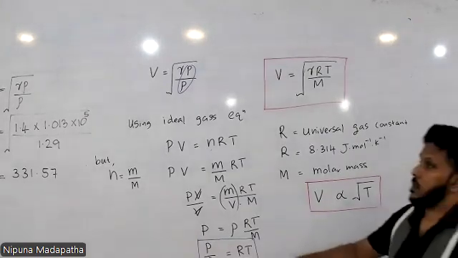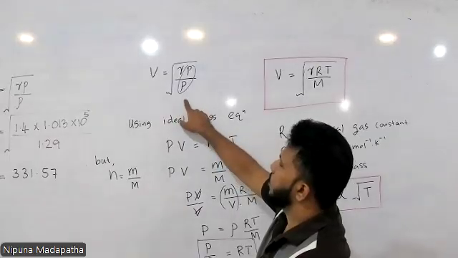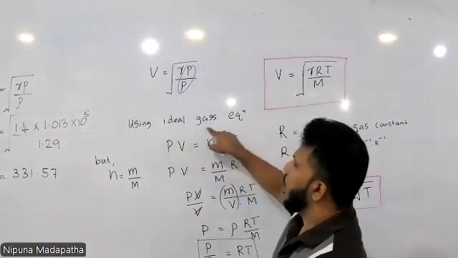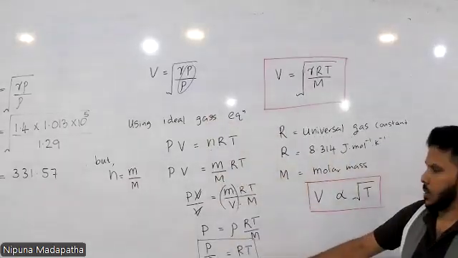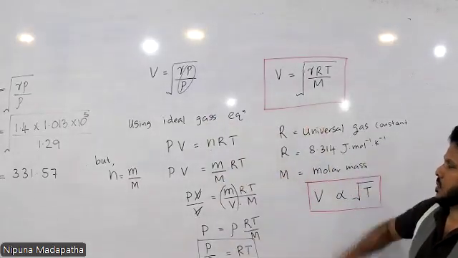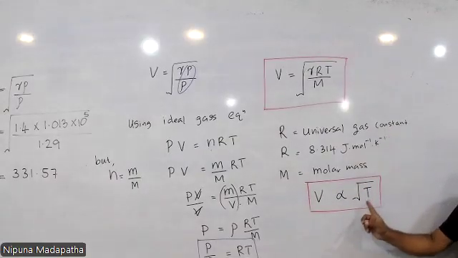Right. So you can start from here. V equals square root of gamma RT over M, right? Using the ideal gas equation, come up to here. Then get the expression mathematically.